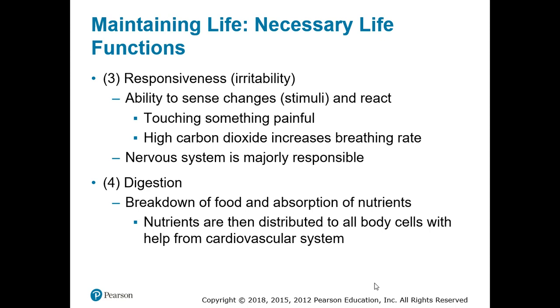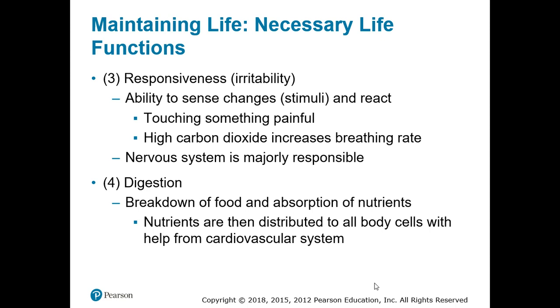The other one the book gives you is if there's high carbon dioxide levels, it's going to increase your breathing rate, so you're going to be able to take in more oxygen to deliver to your cells. Now, responsiveness and irritability is mostly and majorly controlled by the nervous system, telling other body systems to either breathe, to stimulate a certain part, to tell your muscles to pull back. But the nervous system is the one majorly responsible for this.